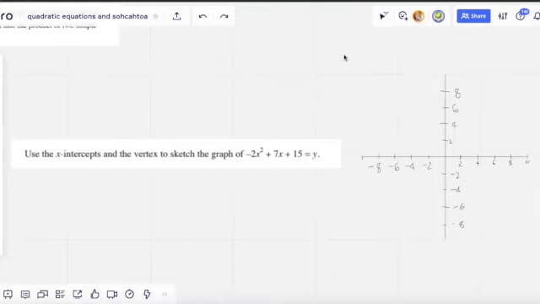So first, let's try to factor this. Now, it's kind of hard to factor these kinds of equations. So in this case, I would probably end up using the quadratic formula, but for the sake of this lesson, let's try to factor it. So we know it's going to be either -2x plus something times x plus something, or -x times something times 2x plus something, because we have this -2x squared, so we know that we must have these terms.